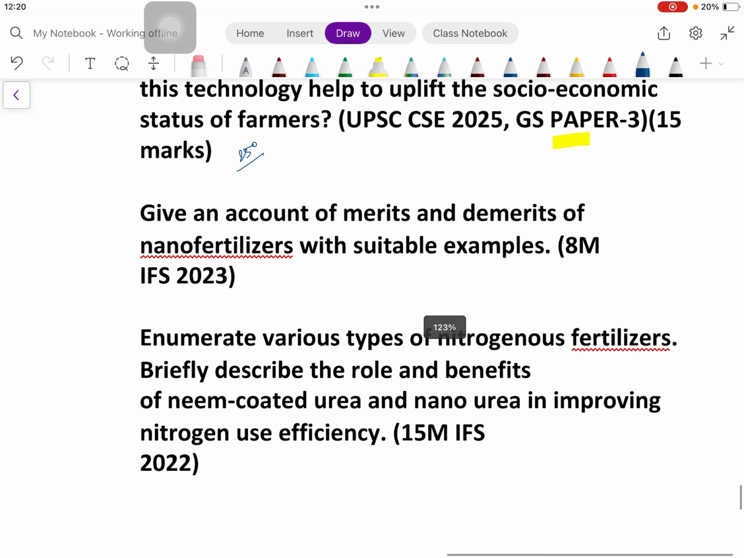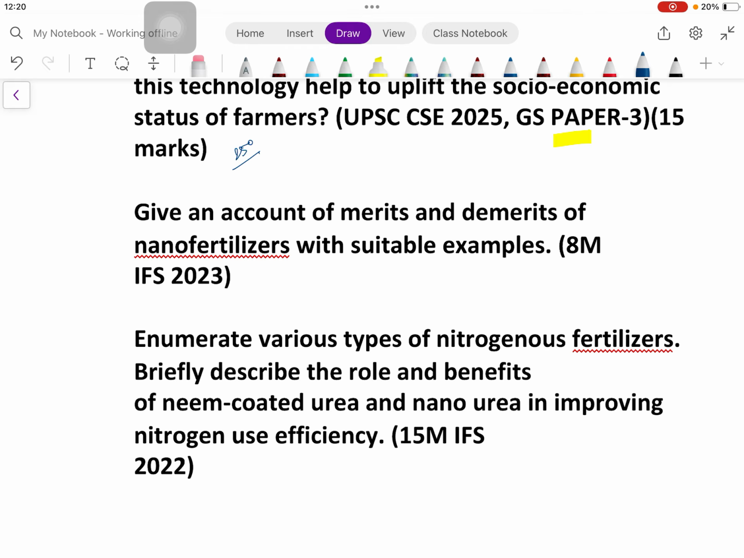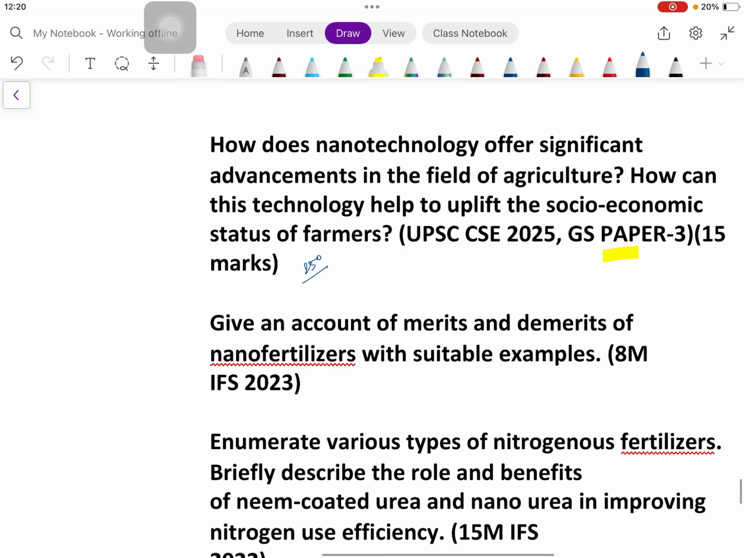And in the optional paper, two questions have been asked, mainly based on nano fertilizer and nano urea, and both have been asked in the IFS exam. So this is a potential question in CSC mains also. So let us try to cover this topic.